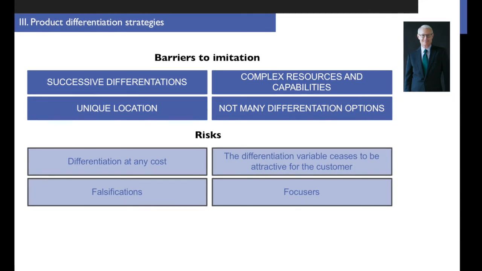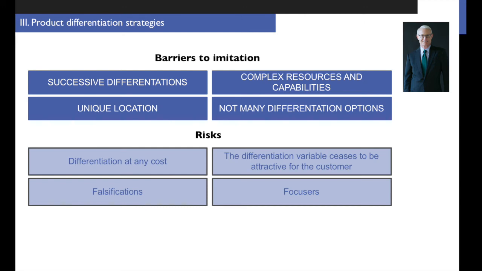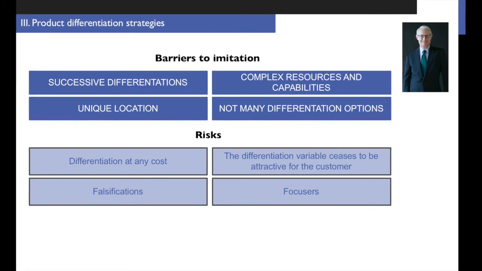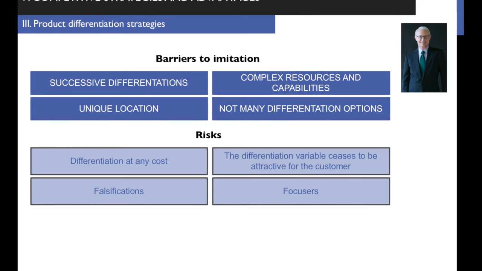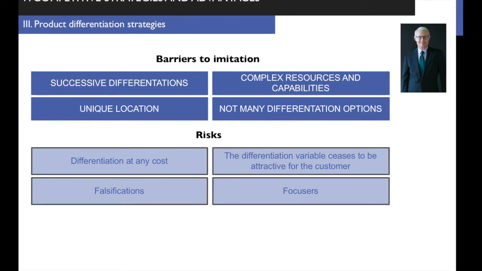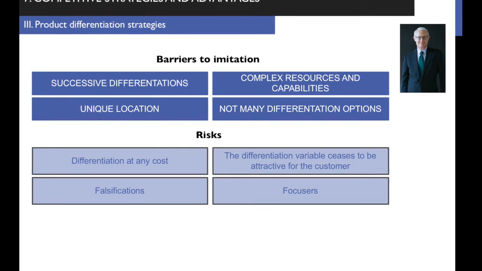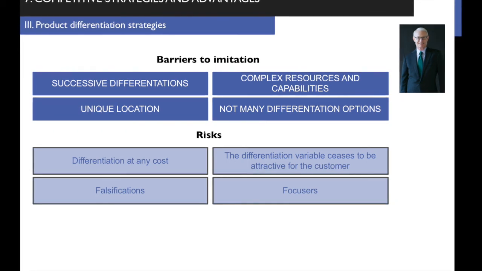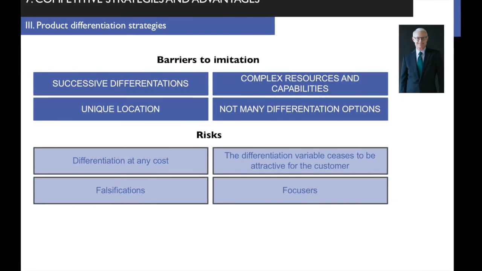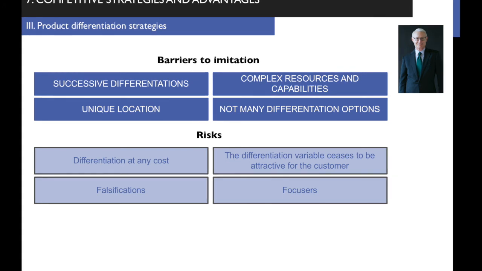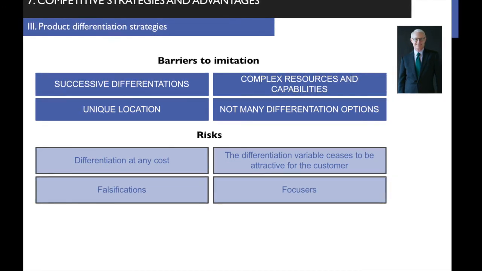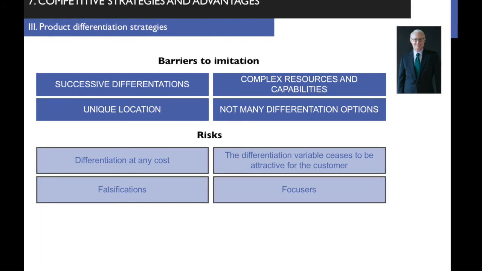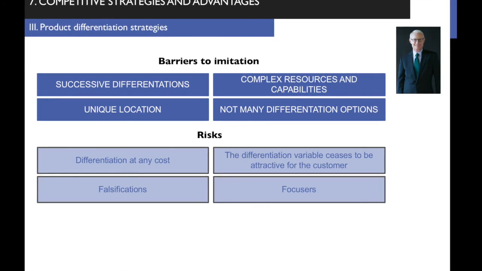Finally, if there are not many differentiation options, if a company can just differentiate on one or two variables, once you get one of them, it's really difficult for other companies to get differentiated. Which are the problems of product differentiation? First of all, you cannot try to create differentiation at any cost, because if you do so, your price is going to be so unaffordable that the majority of the customers won't be able to buy your product.